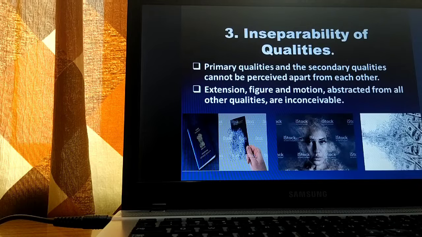And now let us come to the second argument of George Berkeley: inseparability of qualities. The qualities of the objects cannot be separated. The primary qualities and the secondary qualities cannot be perceived apart from each other.